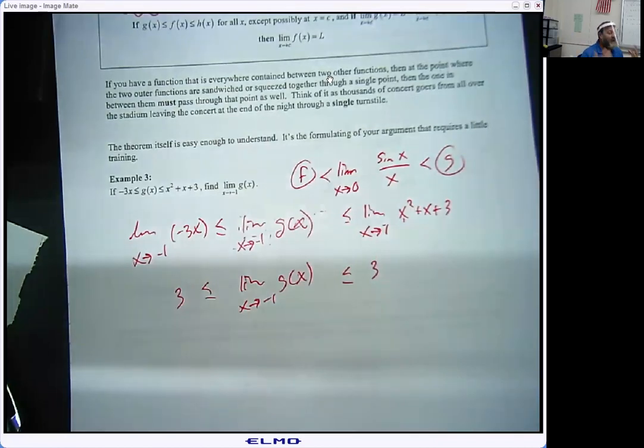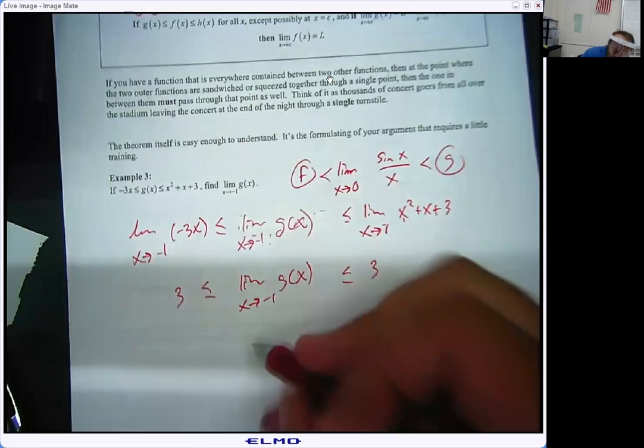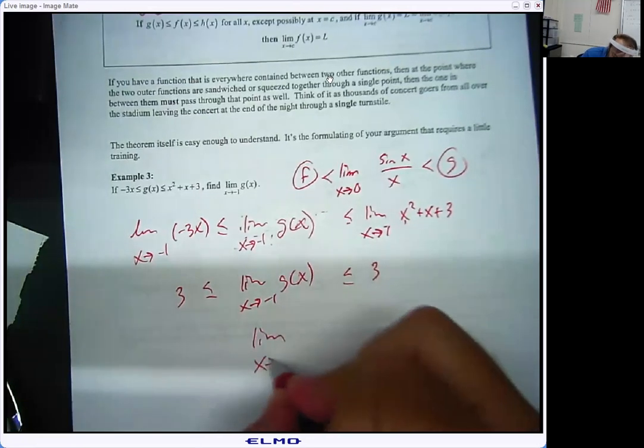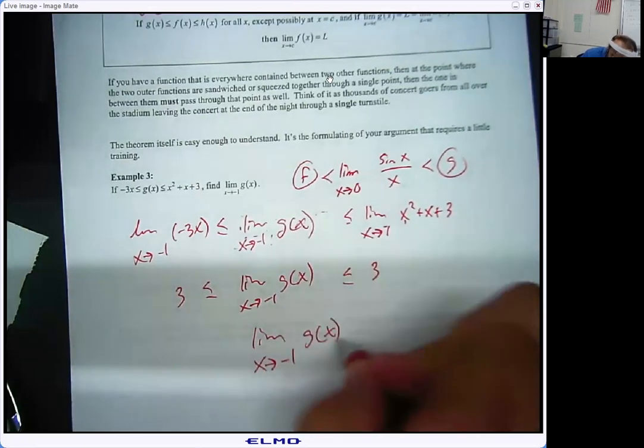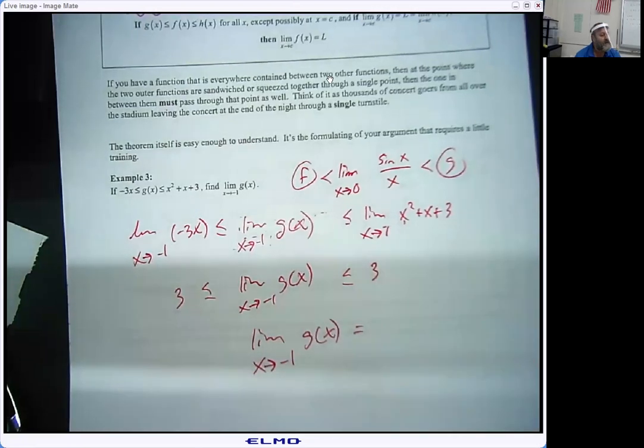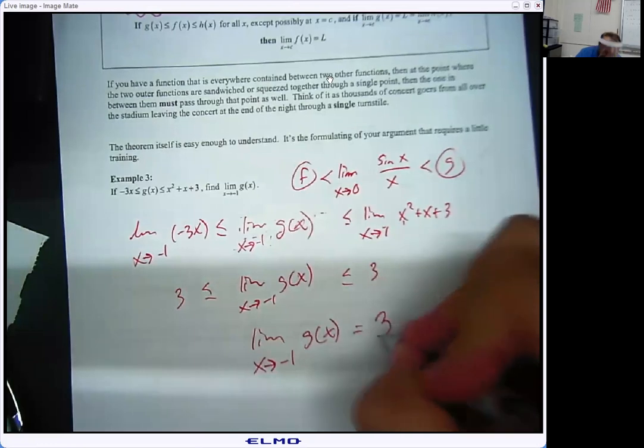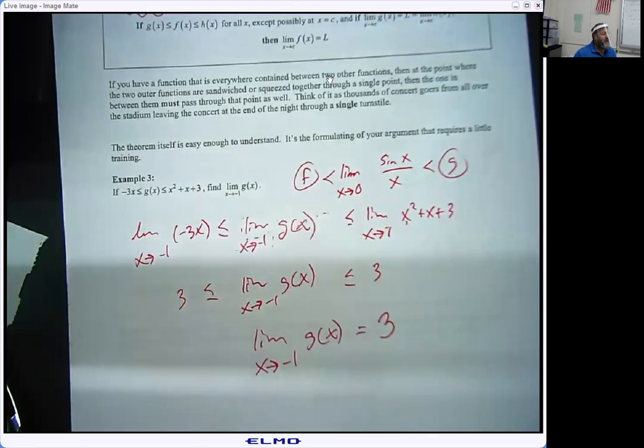So do we know anything about g directly? No, we just know that it's stuck in the middle somehow, and so we can conclude by what they call the squeeze theorem that the limit as x goes to negative 1 of g of x would in fact be the number 3. So that's kind of an important thing.